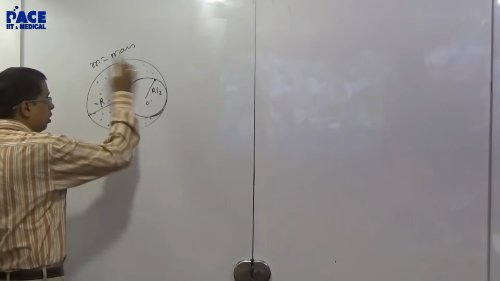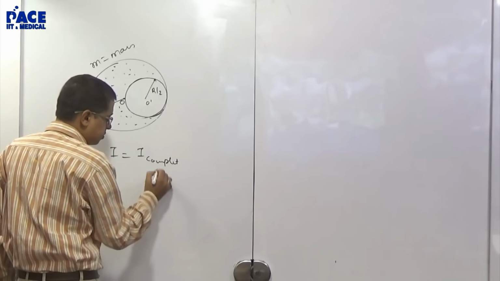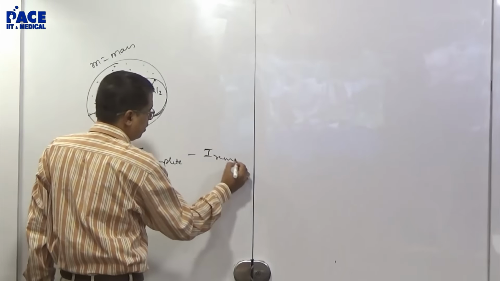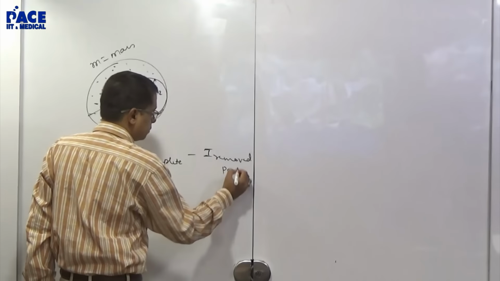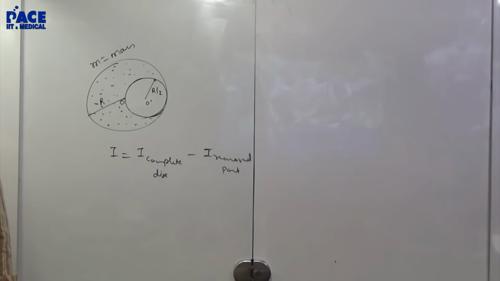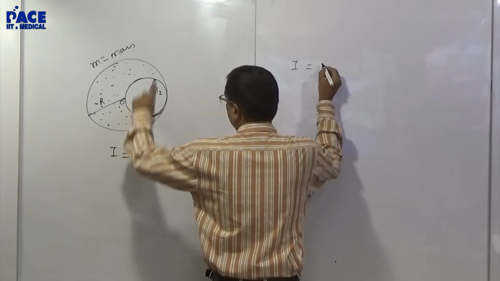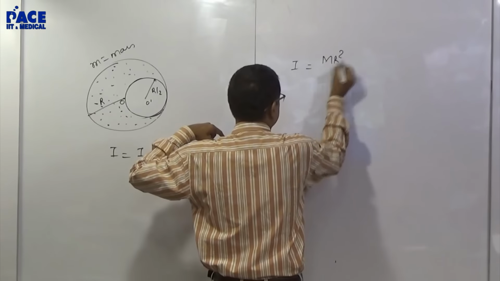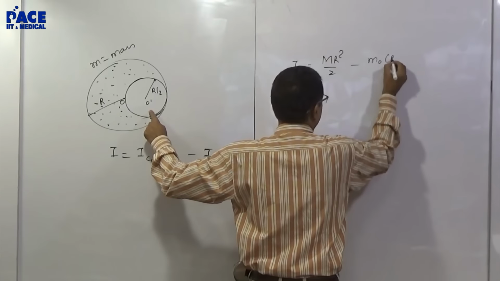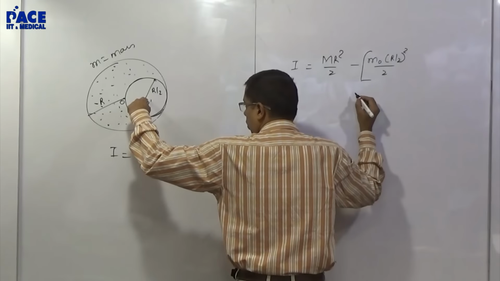The moment of inertia of the complete disk minus the moment of inertia of the removed part. But that should be about the same axis. Moment of inertia of the complete disk I will say is mr square by 2, minus the moment of inertia of the removed part, which will be m r by 2 whole square by 2, about O dash.